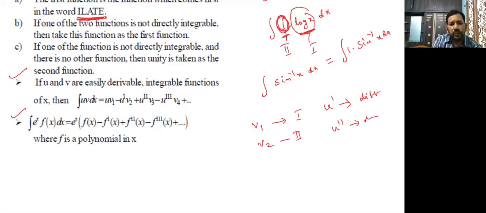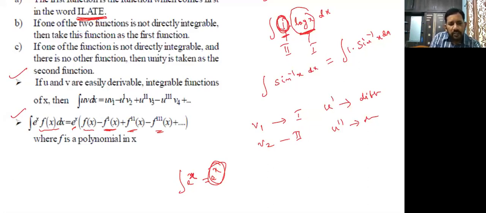Integration e power x into f of x dx. So integration e power x, you will always get e power x only. If you are using integration by parts, so many times it will come. So take e power x outside, into f of x, the function. Do the differentiation of that function one time, two times. First is no differentiation, then one time, two times, three times like that. But we get alternating signs.